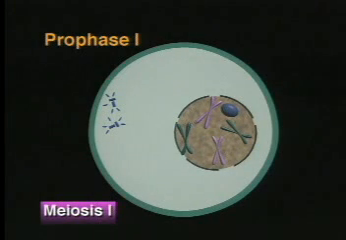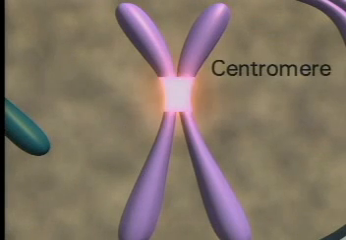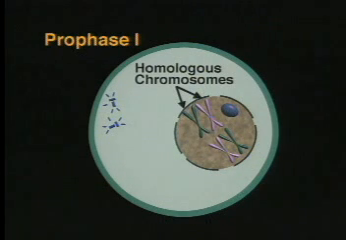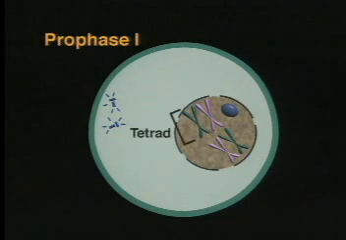When the chromosomes become visible at prophase 1, each one consists of 2 identical sister chromatids, joined by a centromere. The chromosomes now pair up with their homologous counterparts. Homologous chromosomes are pairs of chromosomes that carry genes controlling the same inherited traits at the same positions on the respective chromosomes. One member of each homologous pair is inherited from the mother, and the other comes from the father. These homologous pairs form a tetrad of 4 chromatids.